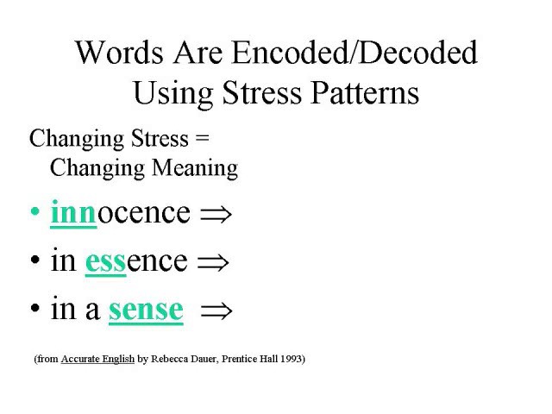Innocence, with the stress on the first syllable, in essence, with the stress on the second syllable of what is being said, and in a sense, with a final syllable stress. And quickly the native speaker of English can identify which one of those is said. Listen again. Innocence, in essence, in a sense.